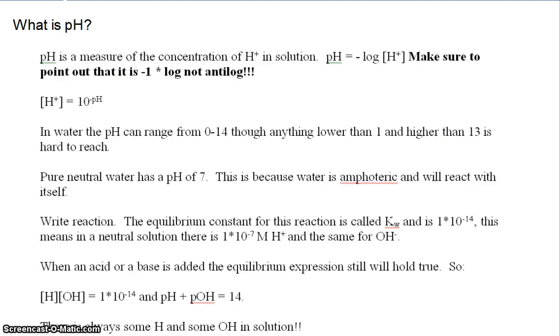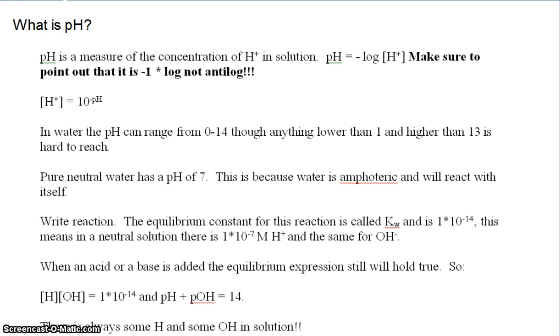When we're dealing with acids and bases, we talk about pH. pH is defined as a way of measuring the concentration of H+ in solution. Its definition is pH is the negative log of H+, and actually P is just a function. P of anything is the negative log of that thing. By negative log I mean -1 times the log. I don't mean anti-log here. If you want to find H+, then you take 10 to the negative pH power.